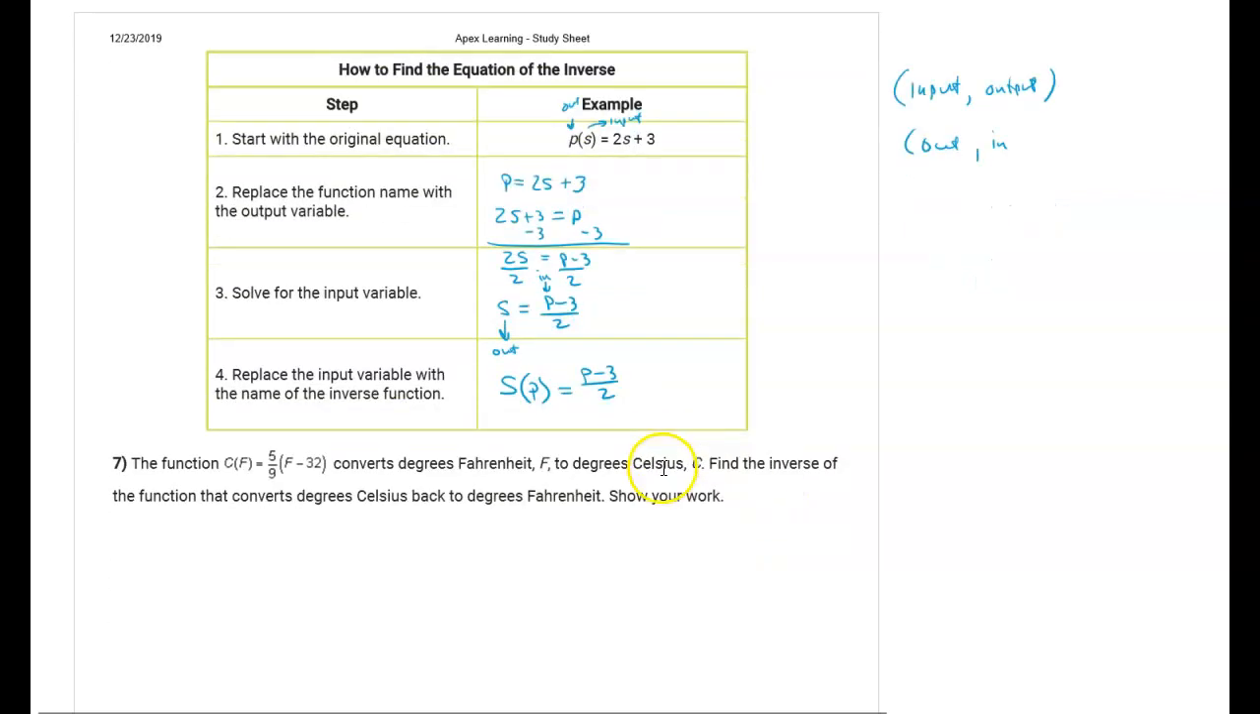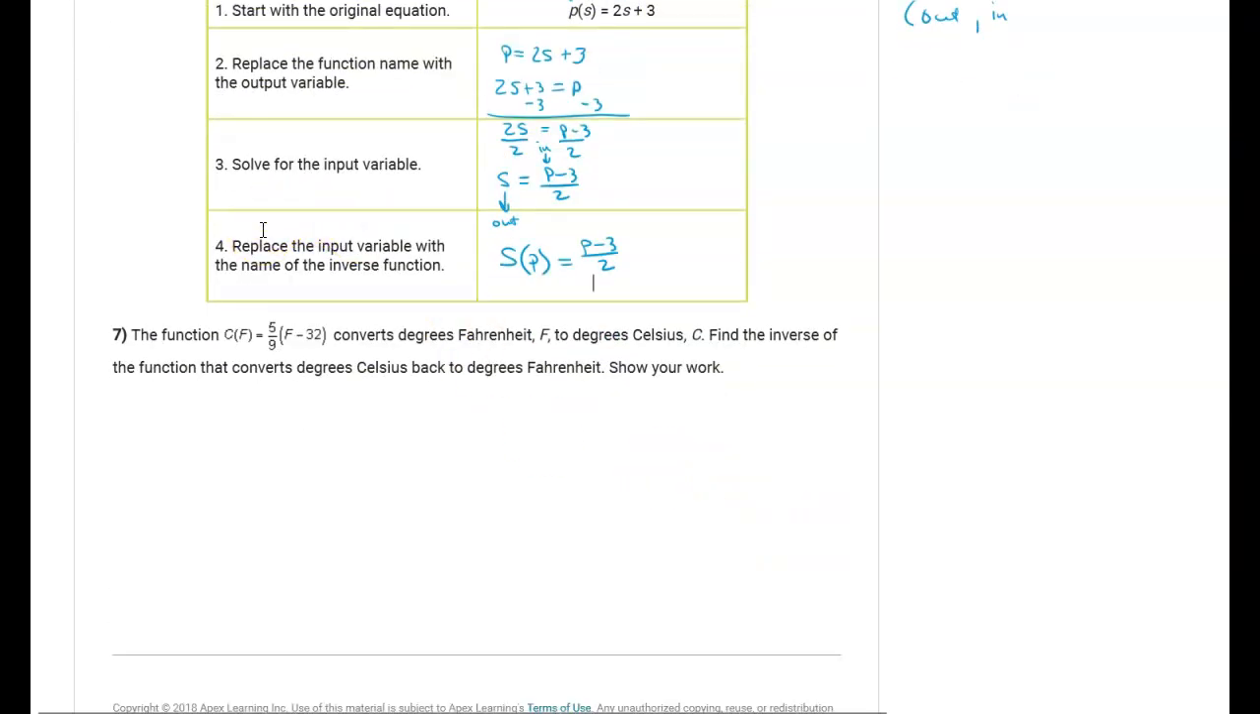Okay, so number 7. The function C of F converts degrees Fahrenheit to degrees Celsius. Find the inverse of the function that converts degrees Celsius back to Fahrenheit. Show your work. Now this is more about it being a difficult equation to solve. But what we're going to do is write this as our output C equals 5/9 times my input, Fahrenheit minus 32 degrees.